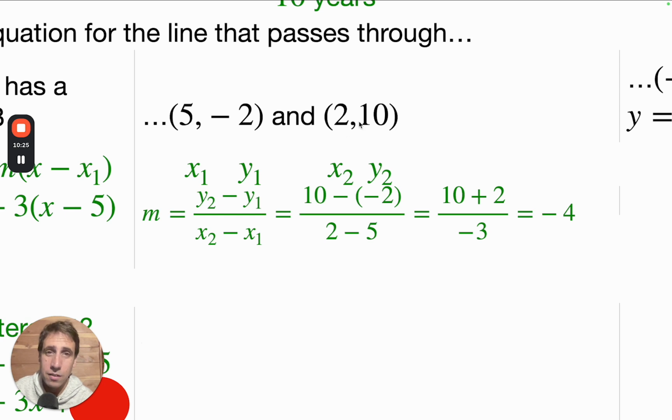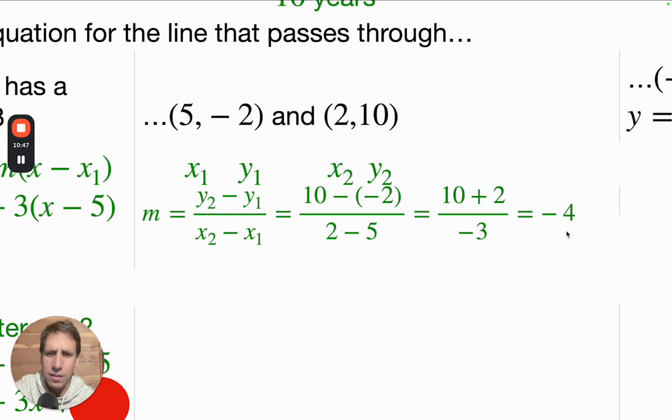10. 10 is the y2. Negative 2 is the y1. 2 is the x2, and 5 is the x1. We're going to do minus a negative. It turns into a plus. And then 2 minus 5 is negative 3. Anyway, this turns into 12 over negative 3, which simplifies to negative 4.